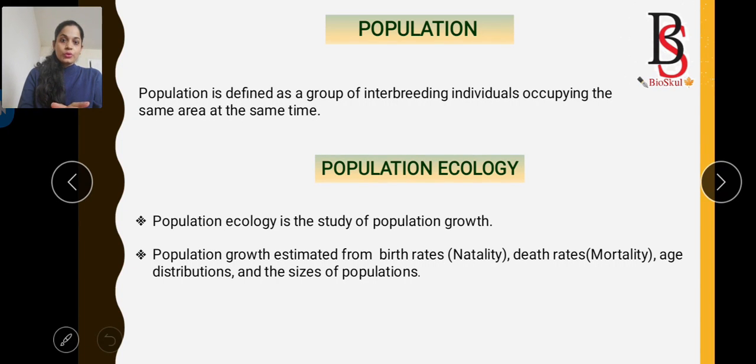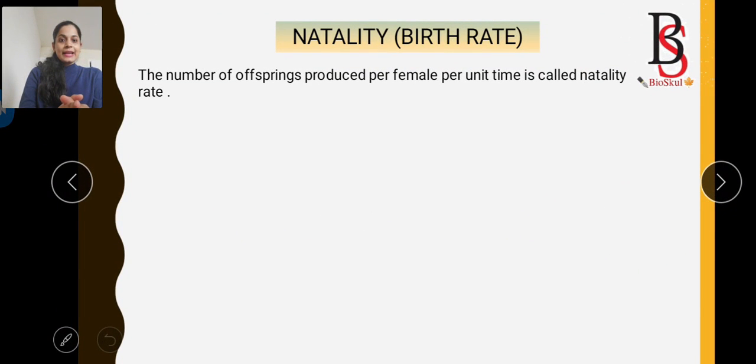The population growth can be estimated from the birth rate, that is natality, and the death rate, that is mortality, as well as from age distribution and the size of the population. Today we will discuss how natality and mortality help in determining population growth. So, what is natality? Natality is the number of offspring produced per female per unit time in a particular area.